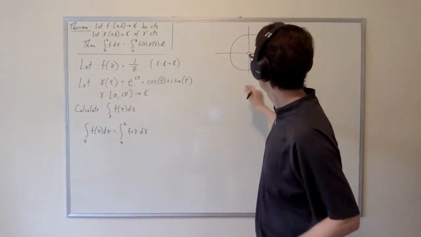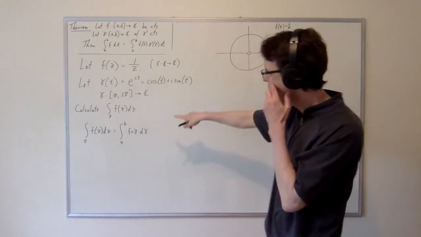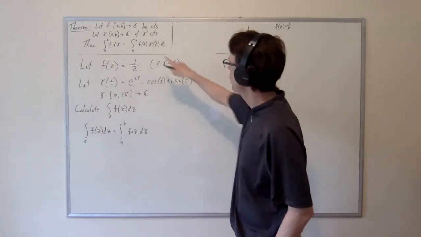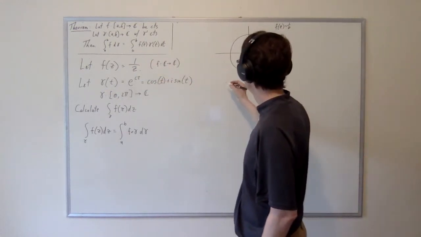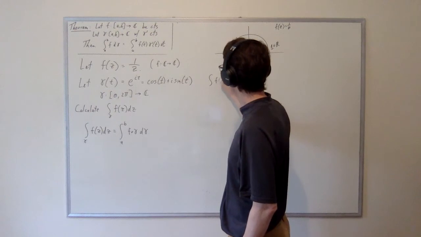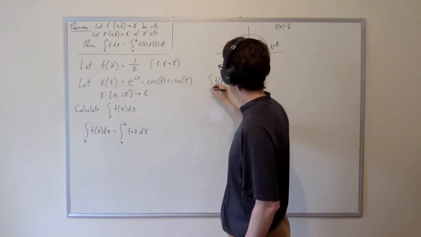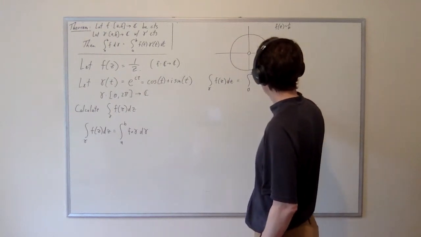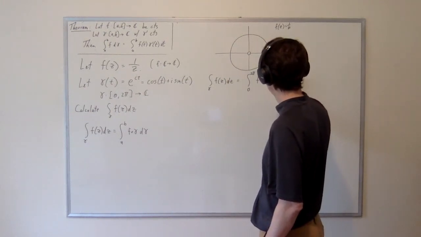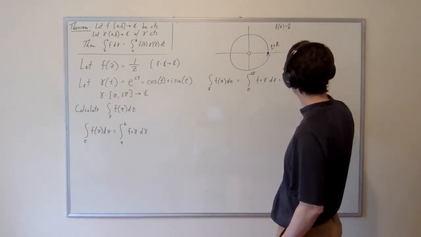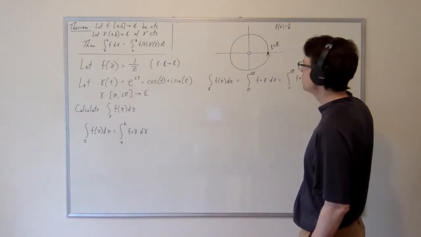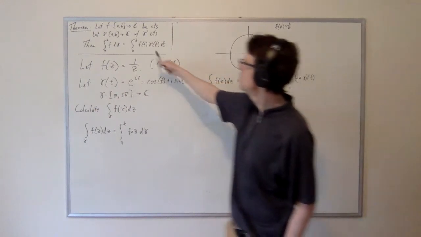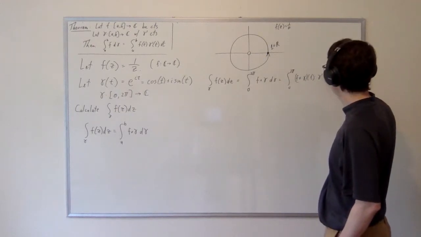do the computation. So we're going to do this computation here and we're going to evaluate this path integral as a Riemann Stieltjes integral and then calculate the Riemann Stieltjes integral by means of this recent theorem. So we're going to calculate the integral f of z dz on gamma. That's the integral from 0 to 2 pi of f composed with gamma d gamma, which is the integral from 0 to 2 pi of f composed with gamma evaluated at t.